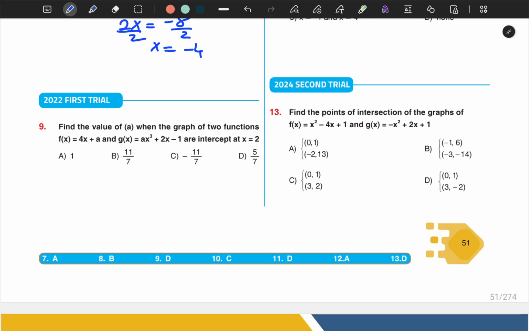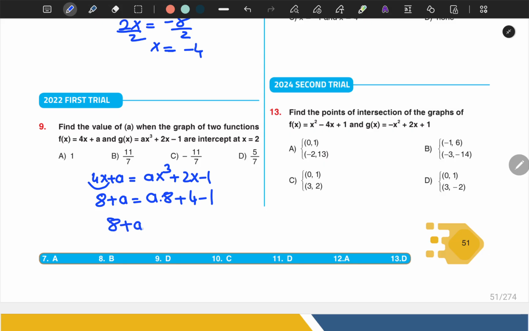Okay, I have to only just replace. Yani 4x plus a equal to ax power of 3 plus 2x minus 1. Let me replace the 2. 4 times 2, 8, plus a times 2 power of 3, 8a, plus 2 times 2, 4, minus 1. Here 8 plus a equal 8a plus 3.